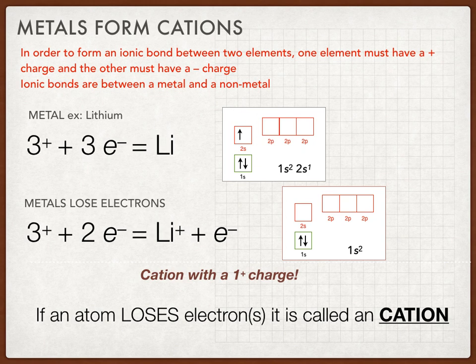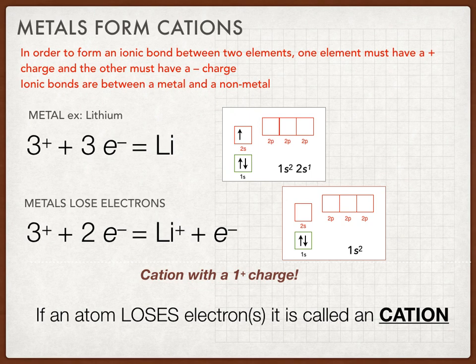So we're still up here, still at the top, okay? So 3 electrons, 3 protons, that's a charged neutral lithium, okay? And remember, metals give up electrons, they lose electrons. So which electron is going to be lost? It's going to be this 1 electron in the 2s orbital.